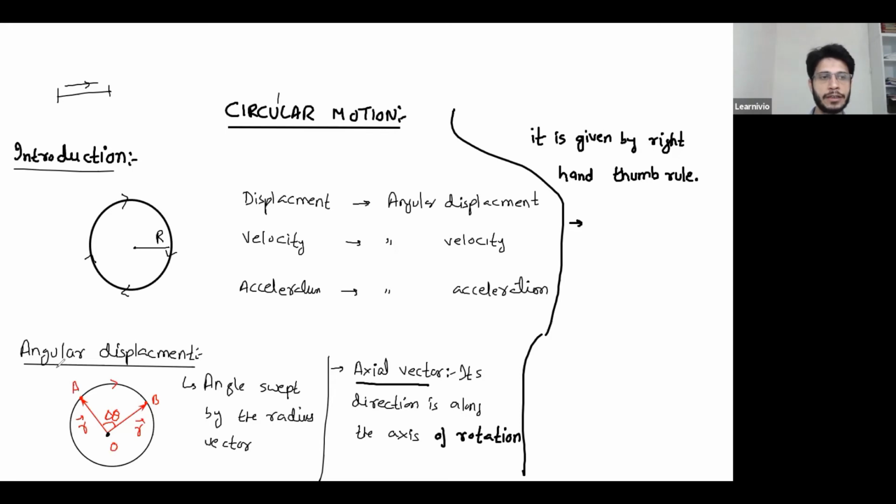So see how to apply the right-hand thumb rule. Just take your right hand and curl your fingers along the motion of the body, along the sense of motion. If it is moving clockwise, just curl your fingers clockwise. Where is the thumb pointing? Inwards. Curl your fingers along the motion of the body.